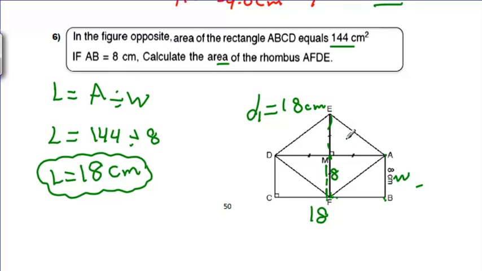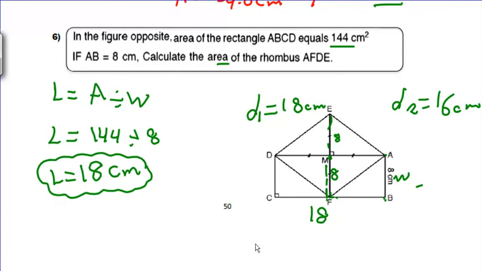And I know that the two diagonals bisect each other. So its part equals 8 and its other part also equals 8 centimeters. So EF is diagonal 2. Diagonal 2 equals 8 plus 8, which equals 16 centimeters. So now I can get the area of the rhombus.